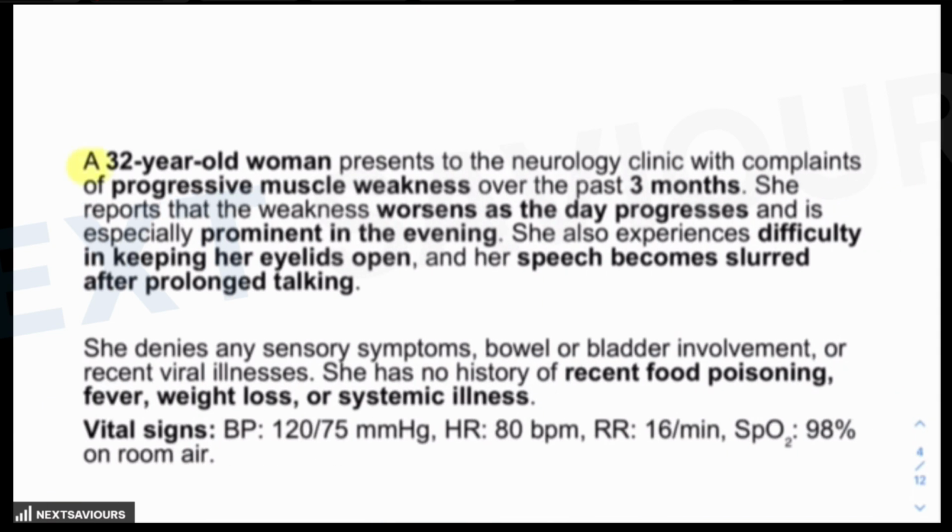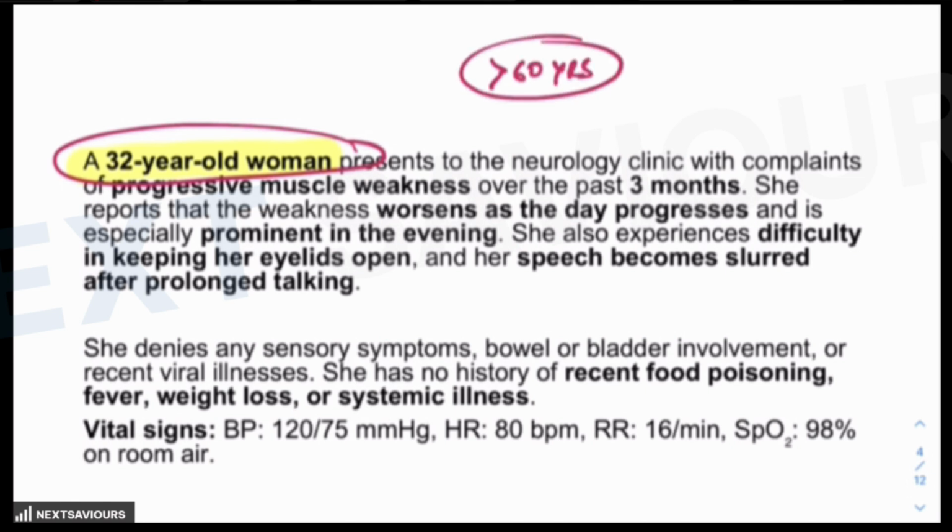A 32-year-old woman. We have kept myasthenia gravis as a prototype in this question, and the first line itself might confuse you, because all of you know that myasthenia gravis is more common in males, and that too after 60 years of age. But it is also common in females, in females less than 40 years, in males more than 60 years. So there is always a possibility that the examiner might give you a female in the age group of less than 40.